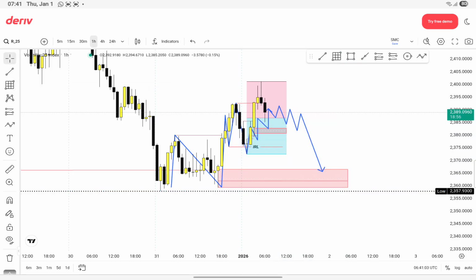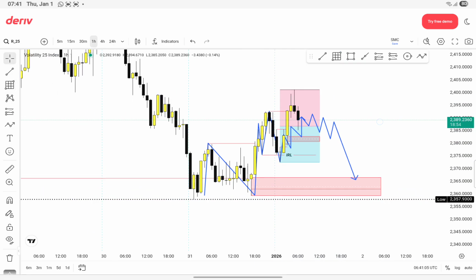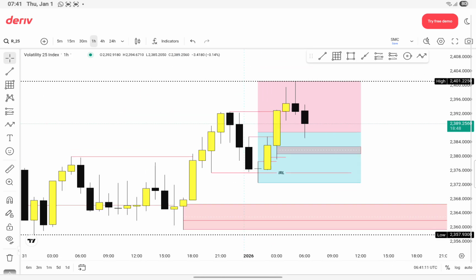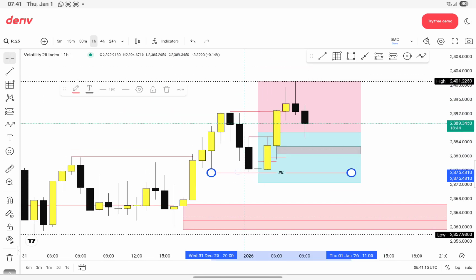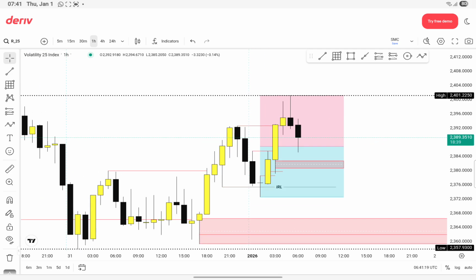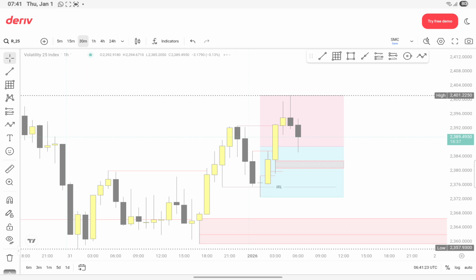But if market should only come and take out internal range liquidity, which is around this point, and then buys up and breaks structure to the upside, then we now have our new range.